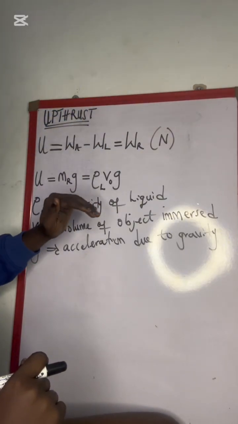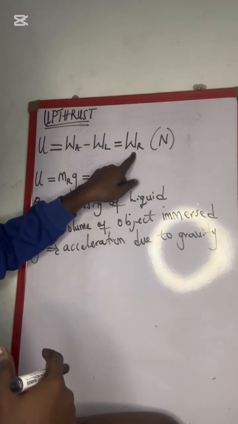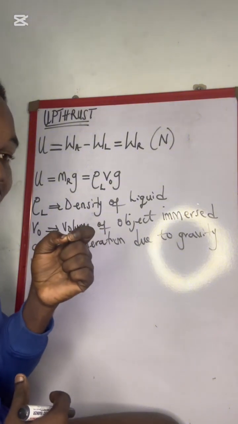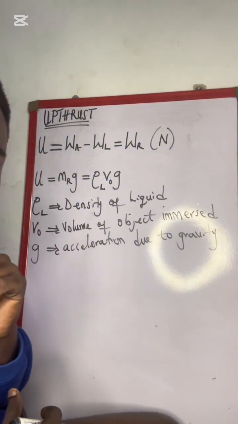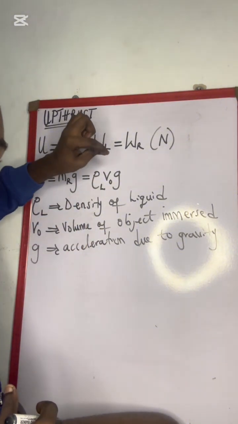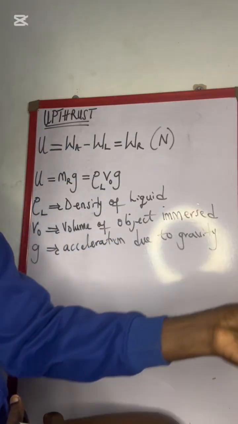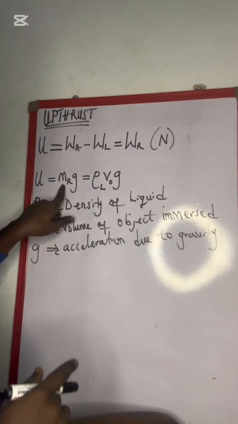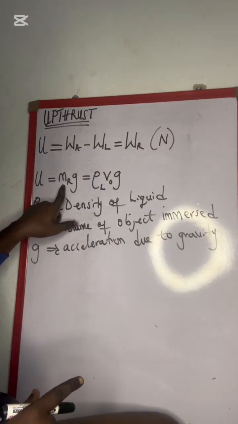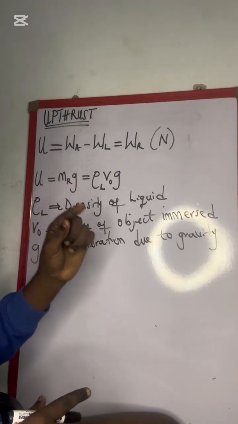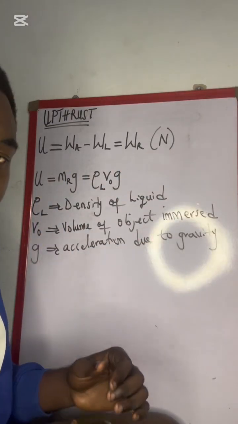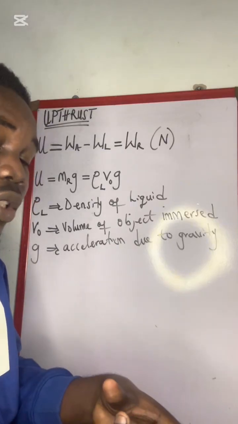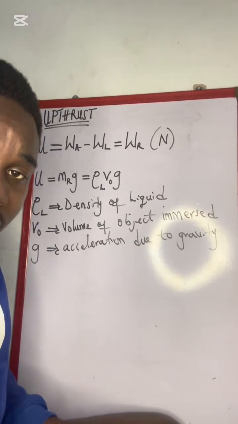When we go further, weight, as we all know, is equal to mg. Mg, mass times acceleration due to gravity. But now, the mass of this object inside the liquid is not the actual mass of the object. So we call it resultant mass. Resultant mass means also displaced mass. It is the mass displaced of the liquid caused by the object entering the liquid.